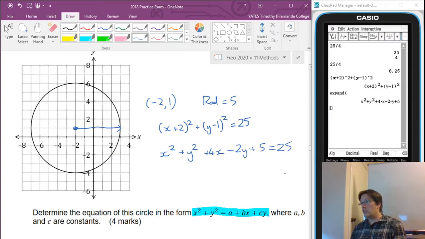Let's start to translate these over. That'll become 20 on the other side, plus 2y, and this will be negative 4x. X squared, let's write that x a little bit neater. So x squared plus y squared is negative 4x plus 2y plus 20.